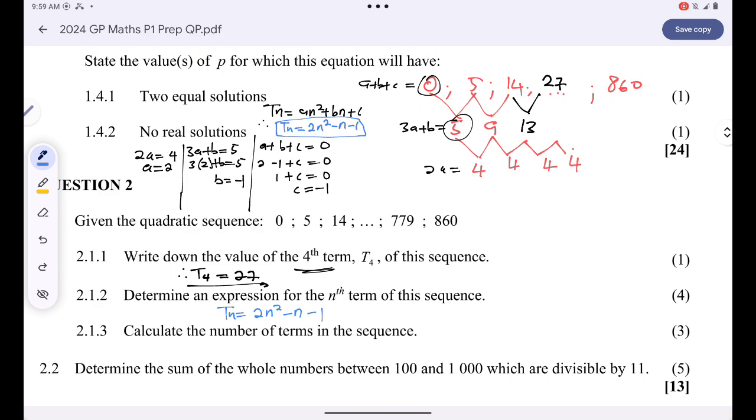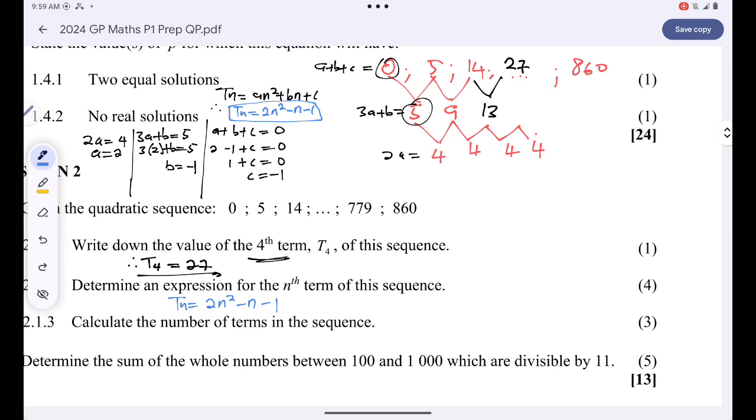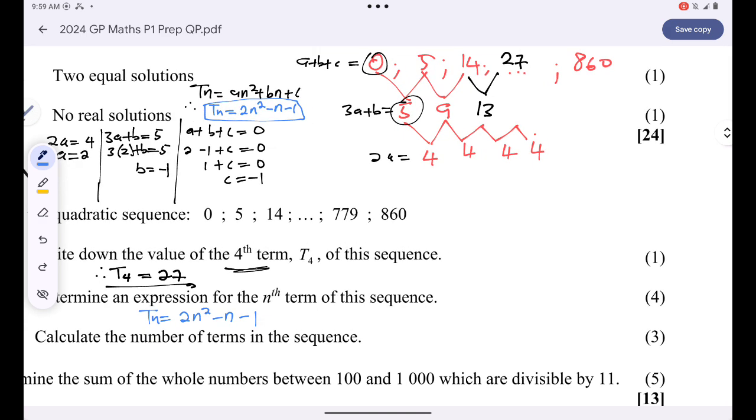Are we together? Basically, we're just looking for the position of our last term. Excuse me about that, guys. I know that Tn is equal to 2n squared minus n minus 1. Are you together? Our nth term, which is the last term, is just 860. This is equal to 2n squared minus n minus 1.